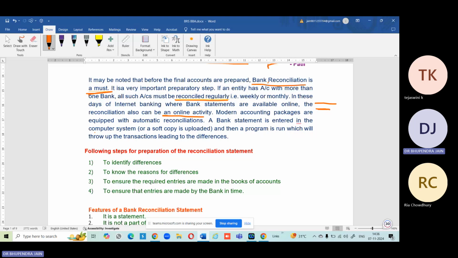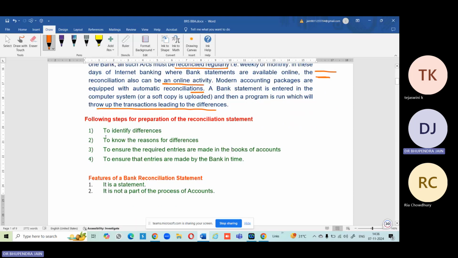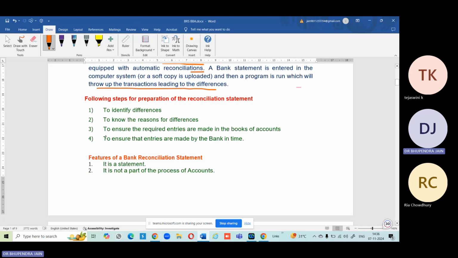and then we can match the balance as per bank account as well as the passbook. Modern accounting packages are equipped with automatic reconciliation. So nowadays this is the computerized time or the AI times, so everything is automatically reconciled. A bank statement is entered in the computer system, and then a program is run, which will throw up the transactions leading to the difference. So this is a new type of software. By using this software, you can easily prepare the bank reconciliation statement.